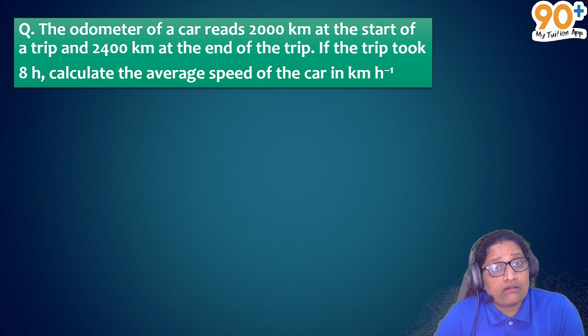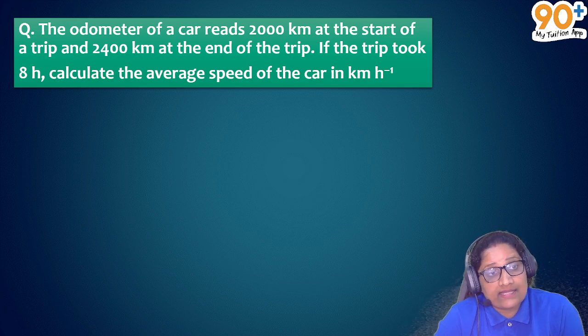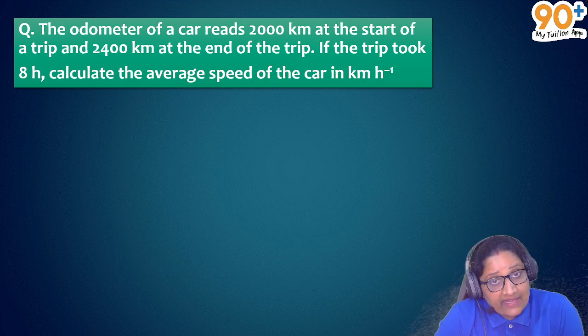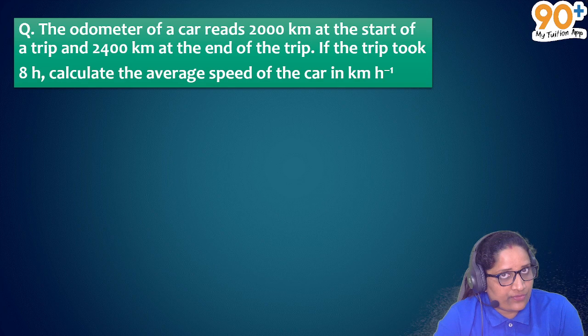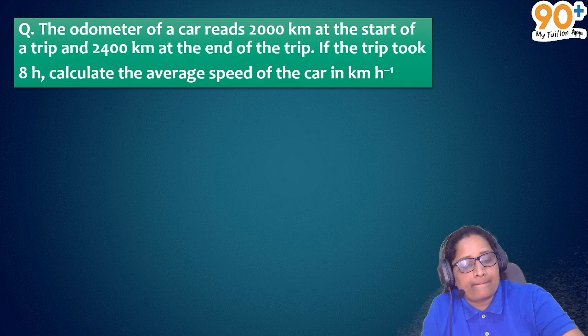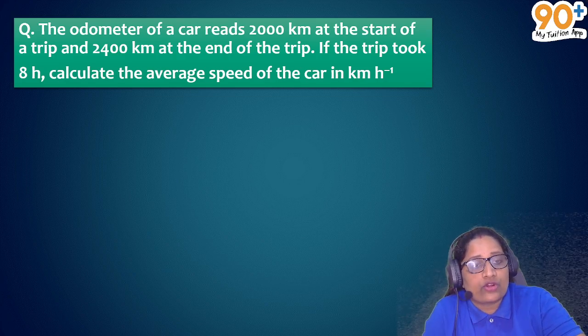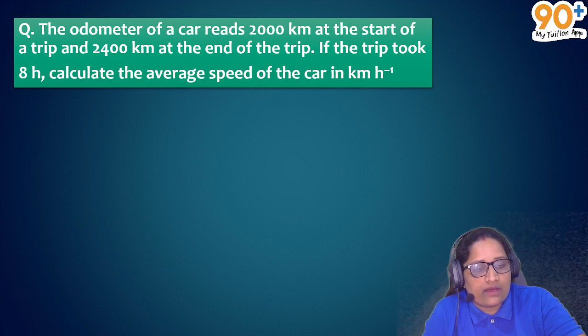The odometer of a car reads 2000 kilometer at the start of a trip. At the end of the trip it reads 2400 kilometer. Which means what about the total distance now? What about the total distance, Zara? 400.